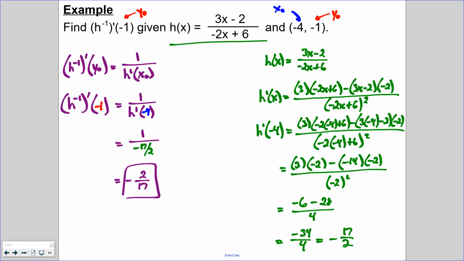All right, folks, that is it. That is finding an inverse derivative function value for a rational function.